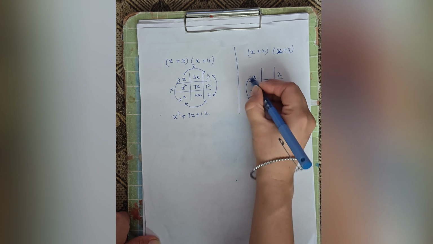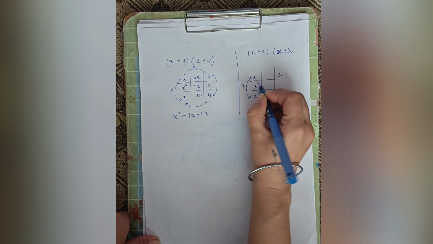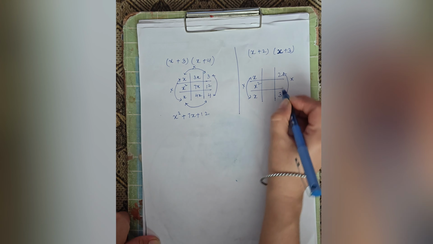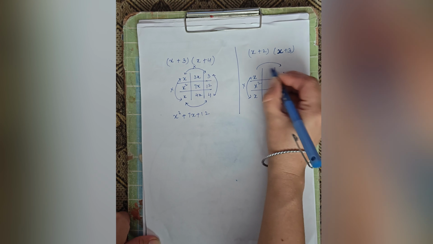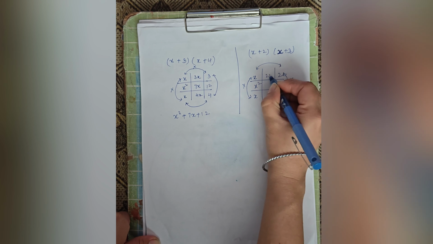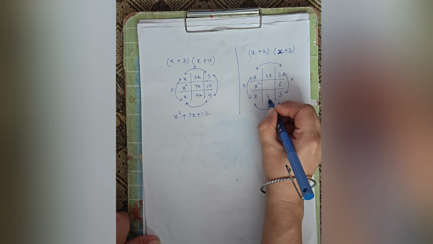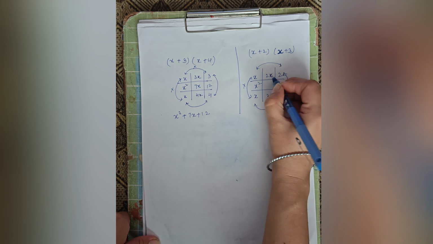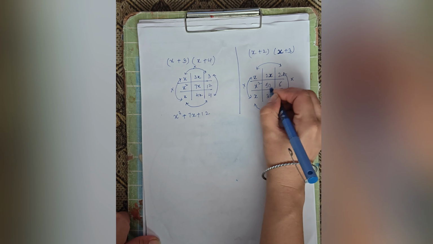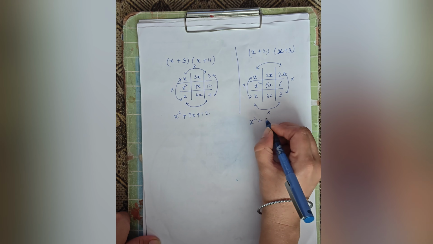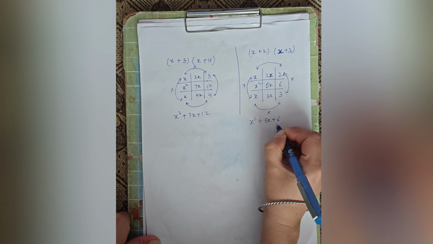Now do the multiplication along the sides. x square here, and the multiplication here will give 6. Multiplication of the upper side gives 2x, and multiplication of the lower side gives 3x. Now adding these two, 2x plus 3x, we will get 5x, and so here we will get the answer x square plus 5x plus 6.